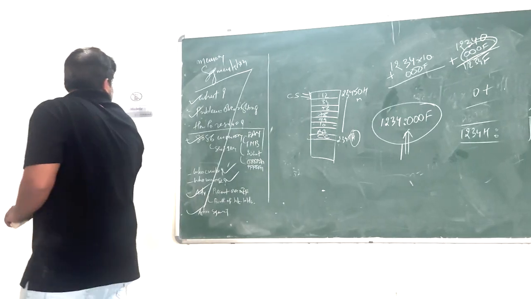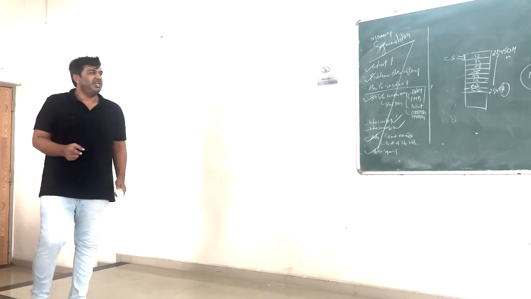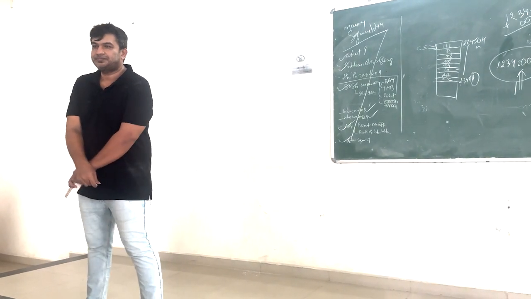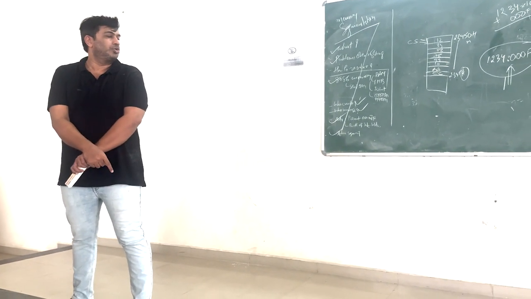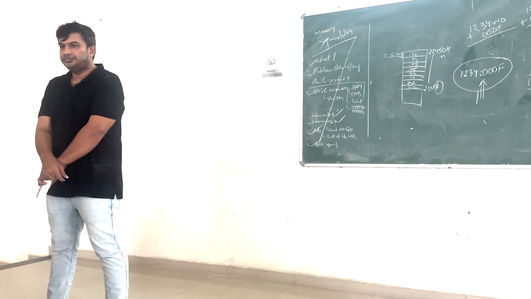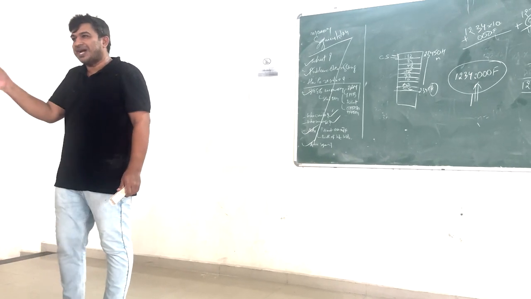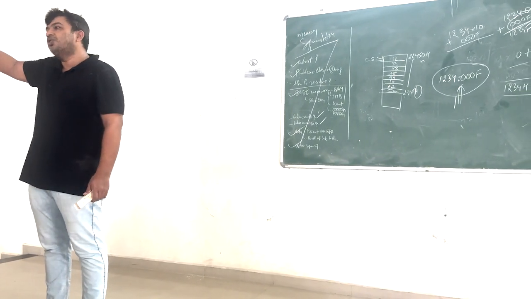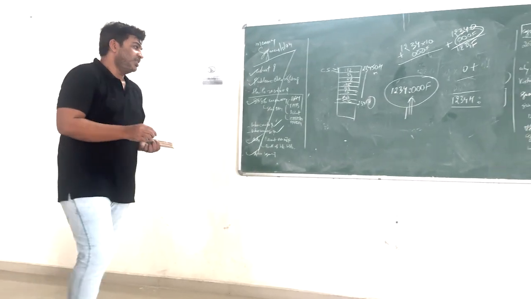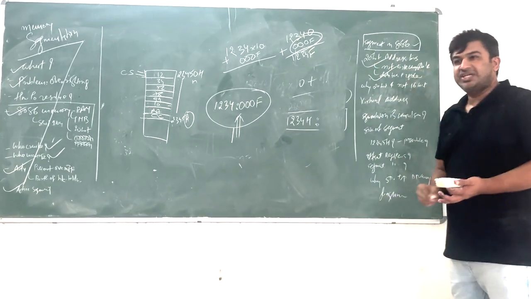If I want to access 12, the first location, what is my virtual address? 2345H colon 0000. Your starting offset is 0000H, so it will go to the first location. So this is how your virtual address and physical address work.